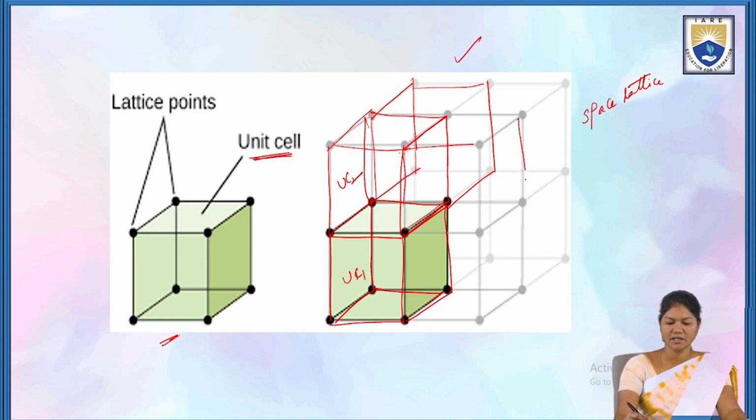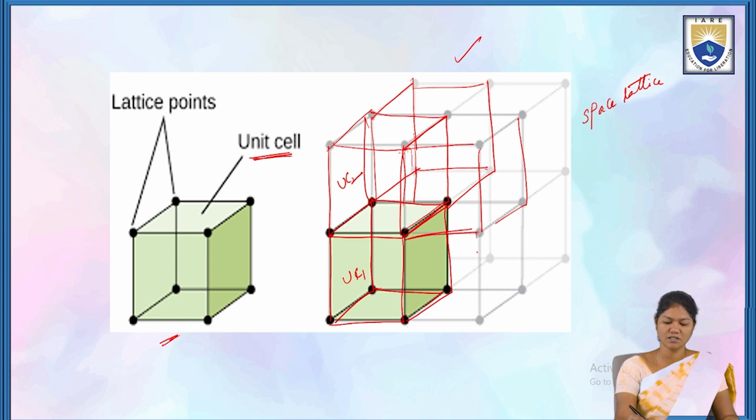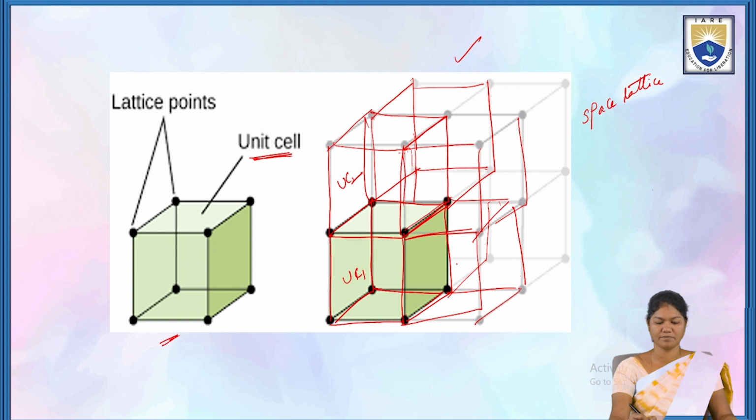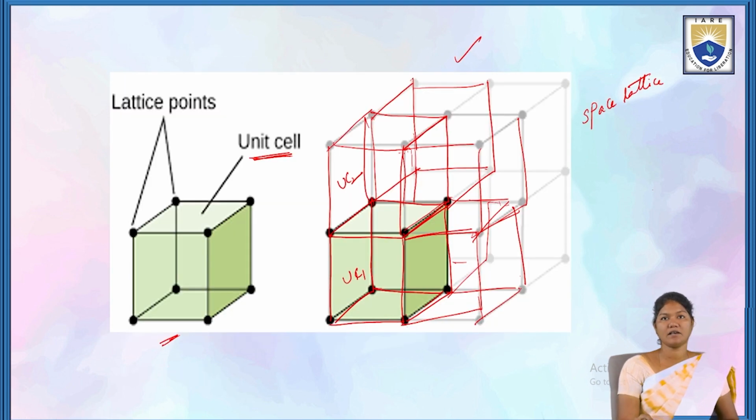So again and again it is repeating. This is another block. Like that, the complete crystal is formed. In this way we can see here, like this. So like this, in a linear way, the unit cell is repeated again and again so that the complete structure will be formed.